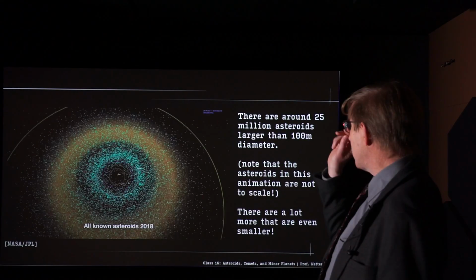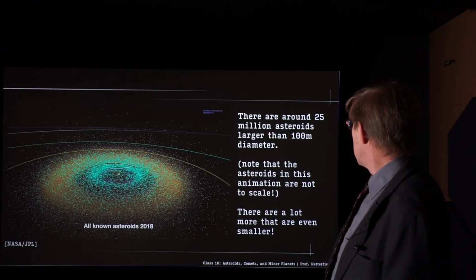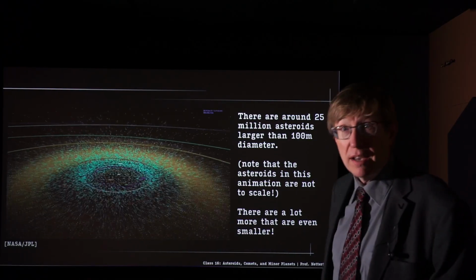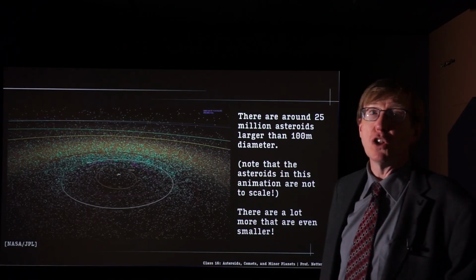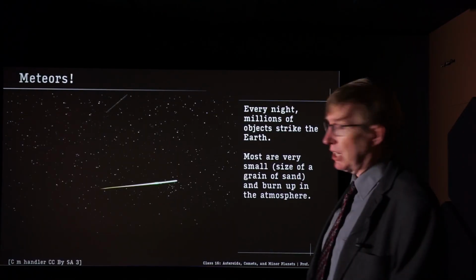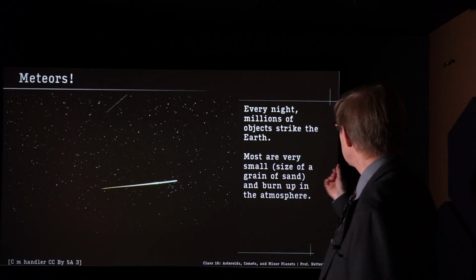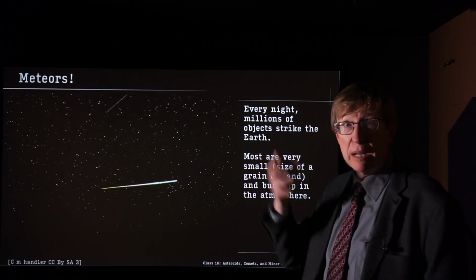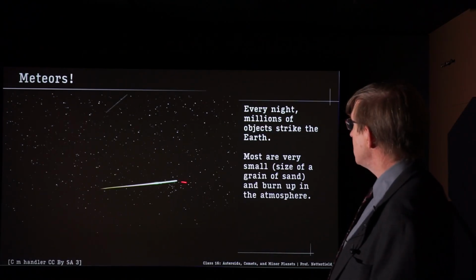So let's go back to this again. 25 million asteroids larger than 100 meters in diameter. There are a lot more asteroids that are smaller than 100 meters in diameter. A lot more. In fact, every night, millions of objects strike the Earth. Millions, every night. Now, most of them are small, like a grain of sand, and they just burn up in the atmosphere. Some of the larger ones, like peas, come streaking through, and you can see these beautiful trails.